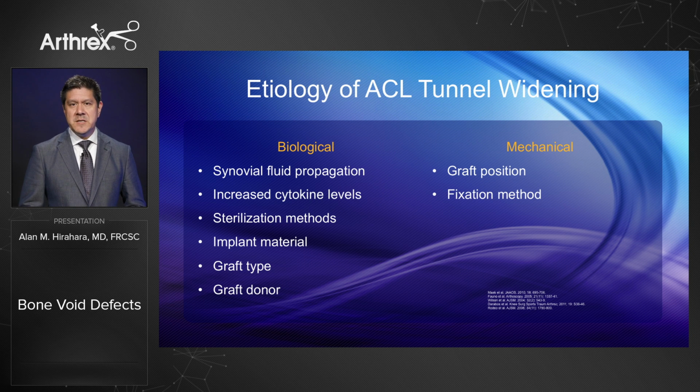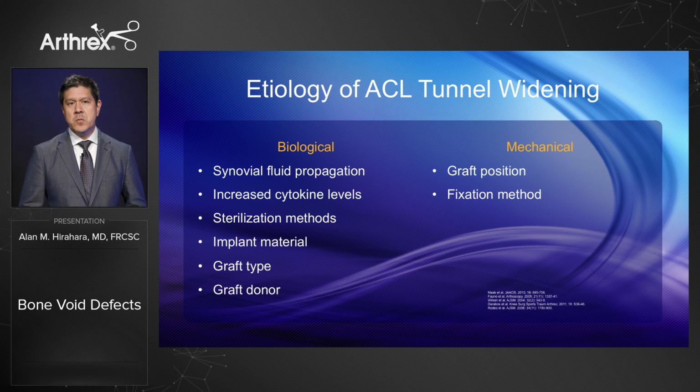The etiology of ACL tunnel widening has been variable. It is biological as well as mechanical aspects. We know that the synovial fluid propagation can inhibit the healing and reformation of bone. We know also there may be increased cytokine levels, that sterilization methods and implant material, graft type and graft donor issues also may be a problem. But we're also aware that mechanical issues are a problem as well with graft position and fixation method.